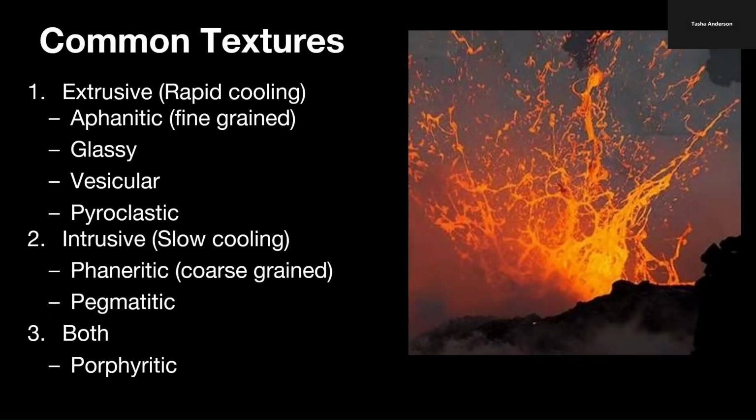Here are some of the common textures used to describe both extrusive and intrusive igneous rocks. For example, extrusive textures can be defined as aphanitic, glassy, vesicular, or pyroclastic, and intrusive can be described as phaneritic or pegmatitic. There's also another one called porphyritic that we will discuss a bit later. Now we'll go over all the textures in a bit more detail, starting with the 4 extrusive textures.